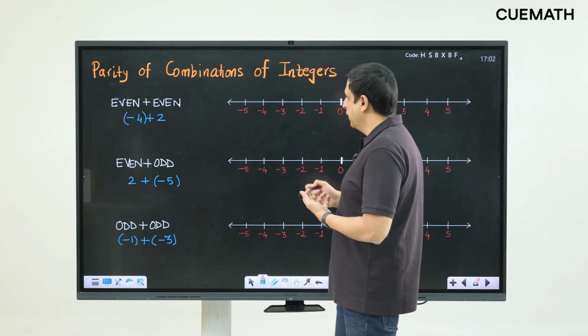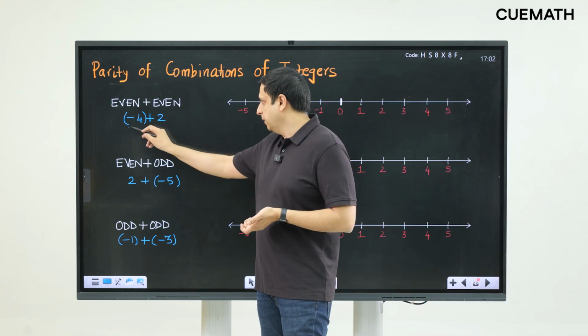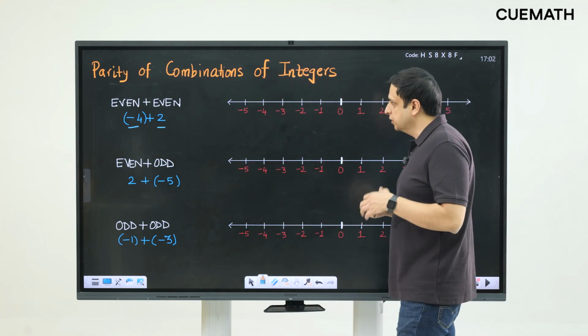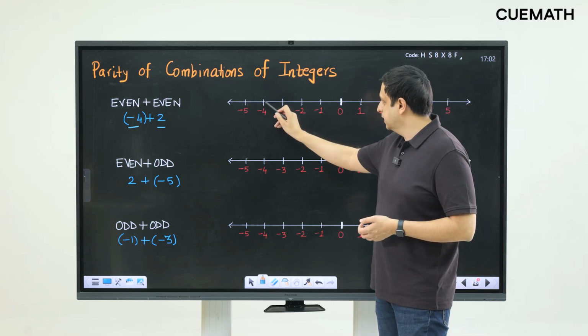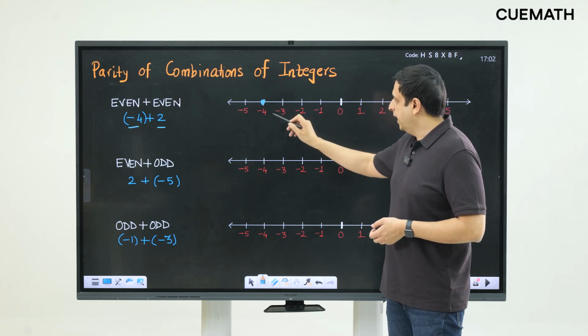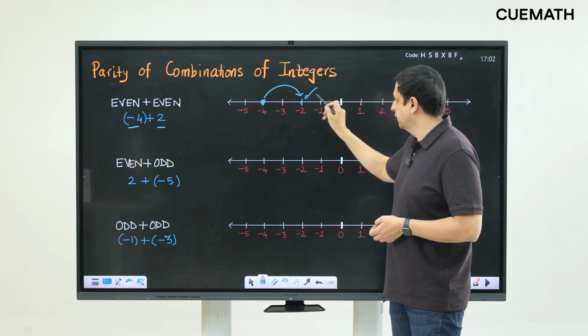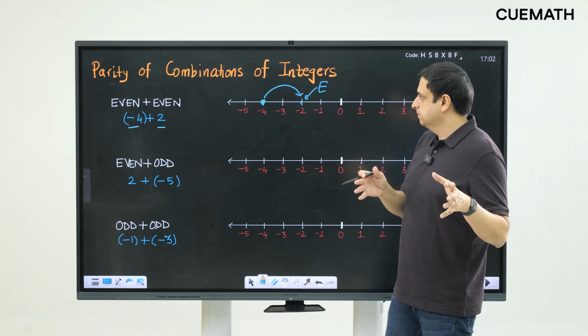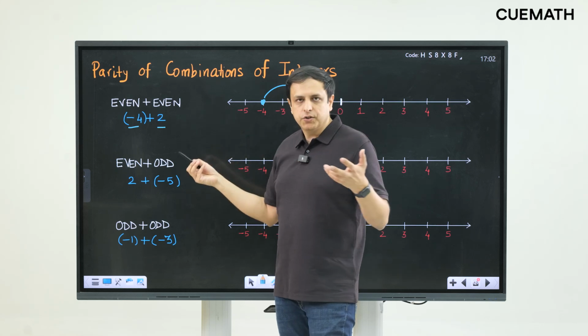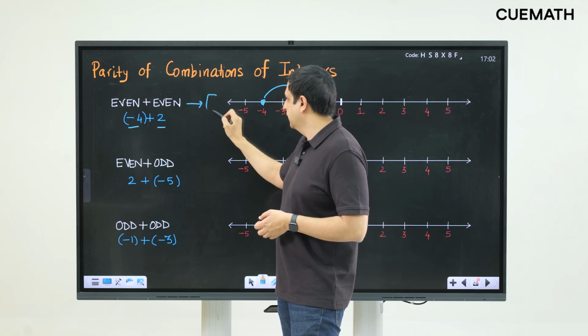So for example, if you put two even integers together like -4 and 2, what should this give you? So -4 is over here on the number line, and +2 means you're jumping 2 steps, right? So you're landing at -2, which is even. So the sum of two even integers, or the combination of two even integers, should be an even integer.